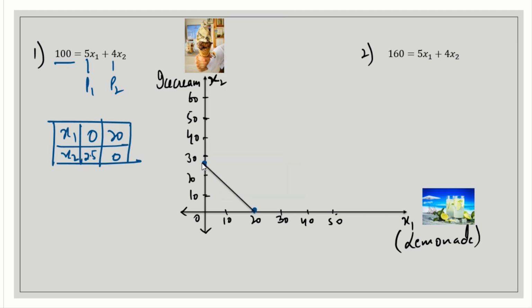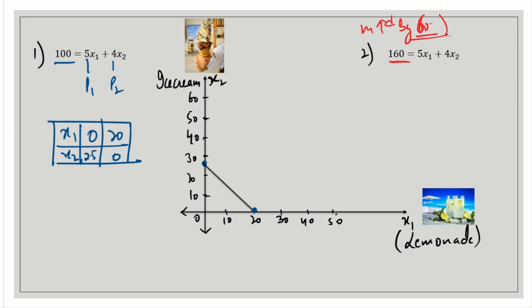So now let's talk about the second case. Now in the second case, if you observe, our income has increased by 60, right? So M increased by 60.